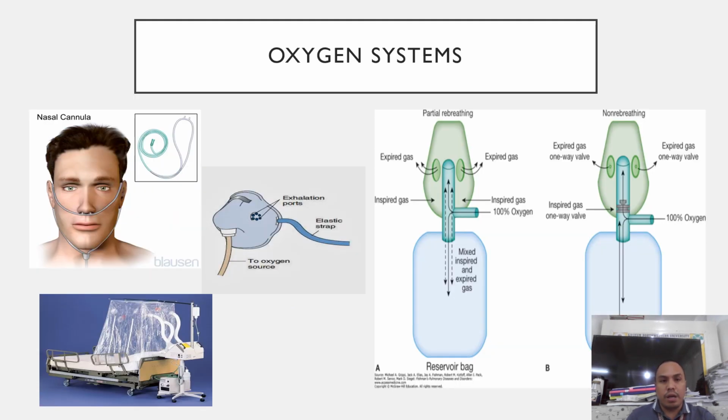Okay, so ito yung dinidiscuss ko kanina regarding sa ating oxygen system. We have the nasal cannula, sa ilong lang yan. Okay, and then partial rebreathing, and then non-rebreathing, and then we have the simple face mask. Ito siya. And then, ito naman yung cuvette. Okay, so these are the examples of oxygen tent na makikita natin.